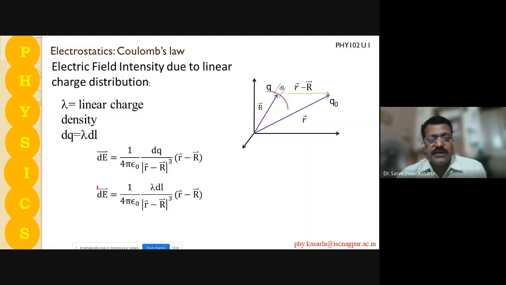Now if you integrate this expression from this length to this length, you will get the total intensity at this point due to the linear charge distributed along this line, the entire charge distributed along this line. Therefore the intensity at this point due to the charge distributed along the line can be found. So the formula will be like this. This is the expression for the intensity due to linear charge distribution.